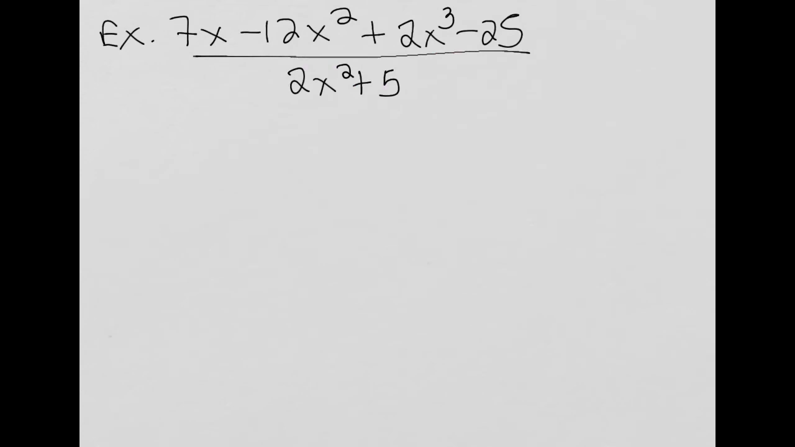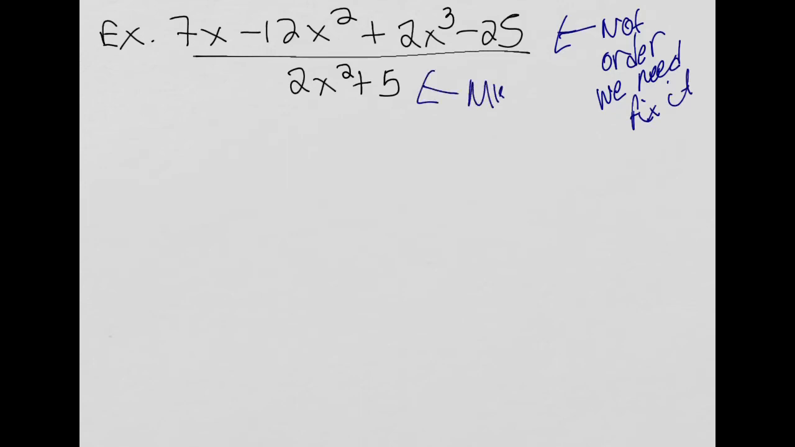Take a look at this example. The first thing that we need to notice is that this is not in order. It is not in descending order, so we need to fix it. All right. Then we also notice that the bottom here is missing a term, so we're going to add that term that is missing as we rewrite it in long division form.